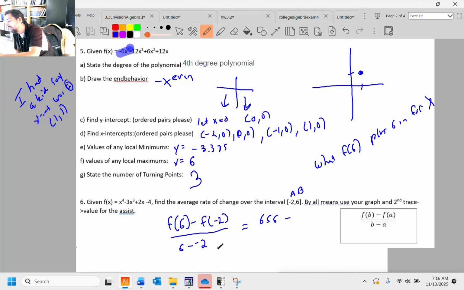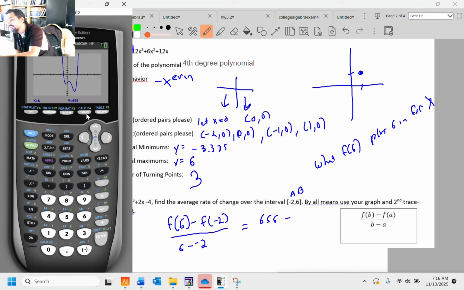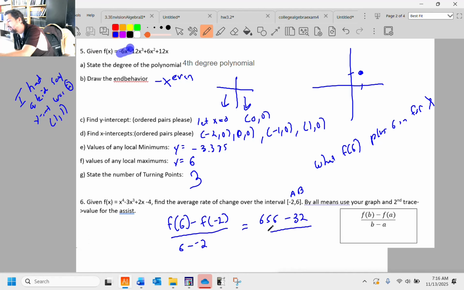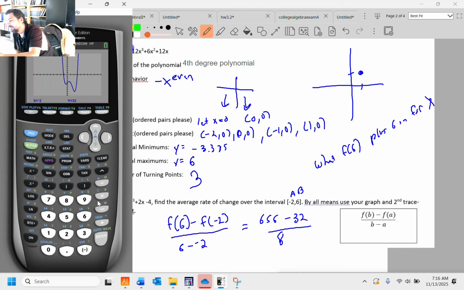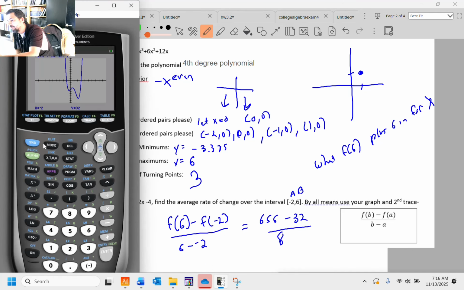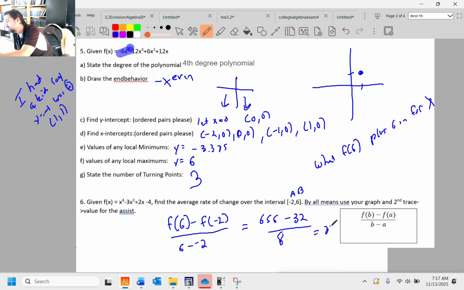Take away the value when x is negative 2. So second trace, value, negative 2. 32. By the way, the bottom's 8. And you know, just do a little math here. You got 656, take away 32, and that's sitting pretty over an 8. Should be 78 if everything's done. And it is. This probably had about a 50% success rate.